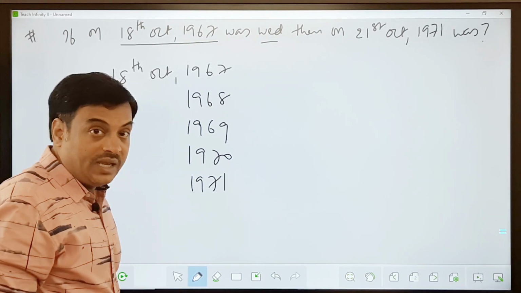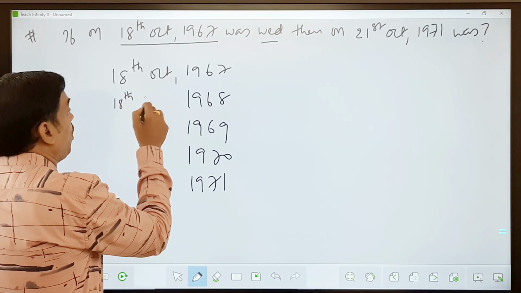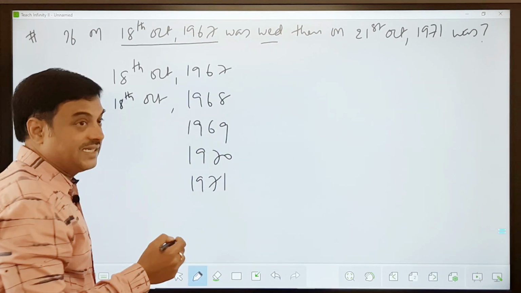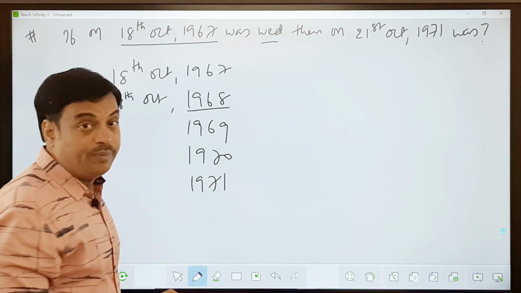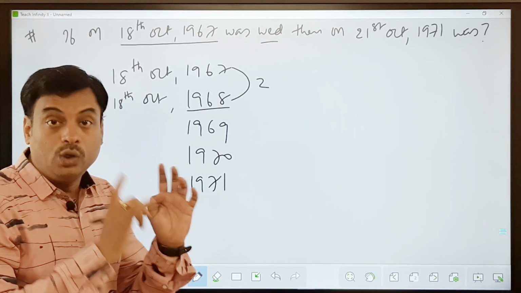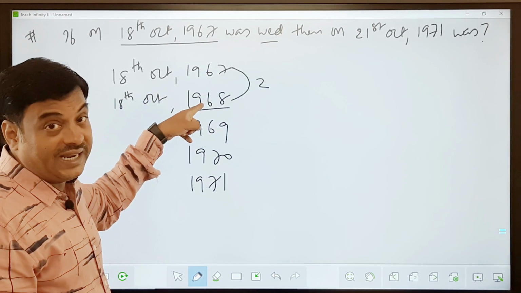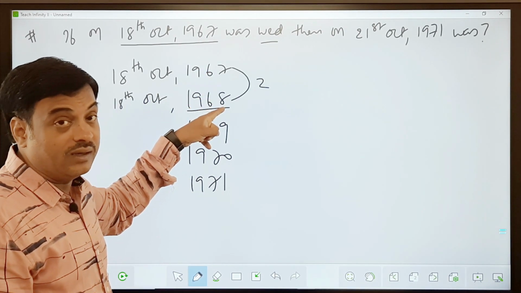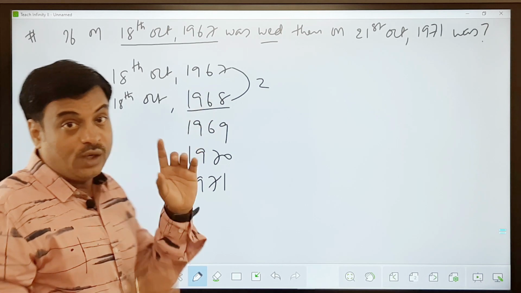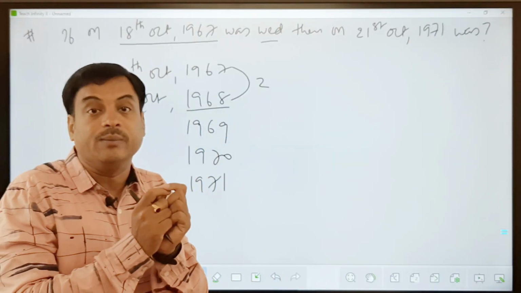So this is the one. Now please observe, from this date to 18th of October 1968. Please observe, 1968 is a leap year. So this day to this day, there will be two odd days because of the leap year. You can see between these two dates, please understand the statement I am making here. Between these two dates, you will get February with 29 days. That means a leap year is falling between these two dates.